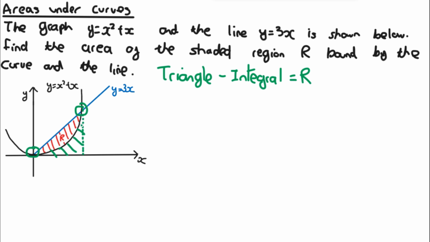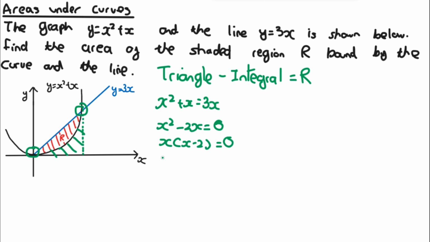So let's start with the integral. First of all, we need to find the points of intersection. So it's going to be when x squared plus x is equal to 3x. So therefore, x squared minus 2x is equal to 0. Factor out x to get x times (x minus 2) is equal to 0. So therefore, x is equal to 0 and 2. So this is 0 and this is 2.